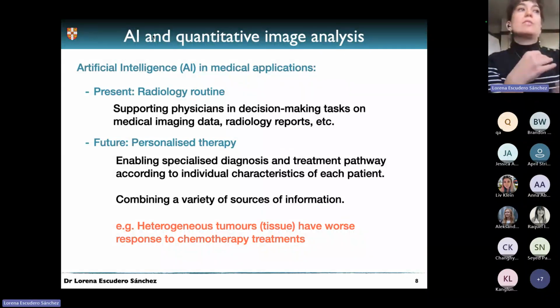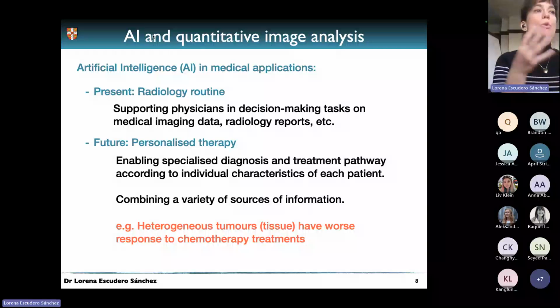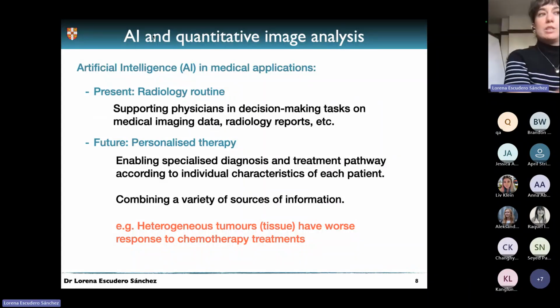But we want to go further. So what we are thinking is the future. With these tools in the future, we want to enable personalized therapies. We want to extract as much information as possible from the patient, and we want to have automatized ways that can make predictions about how the patient is going to respond to a treatment and can inform us on what would be the best pathway for that particular patient.